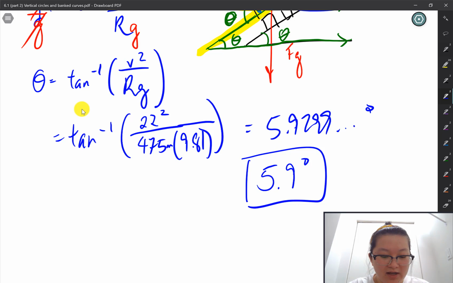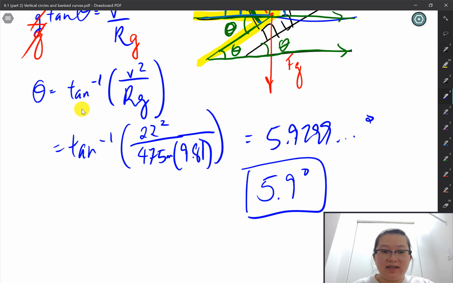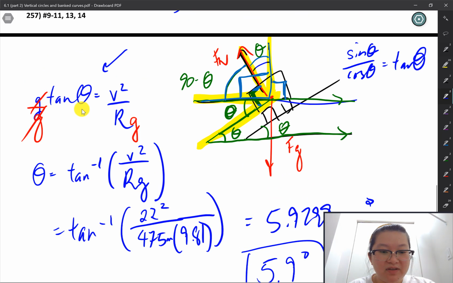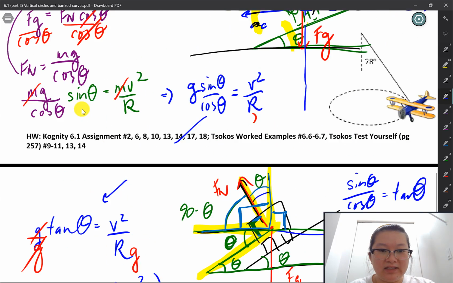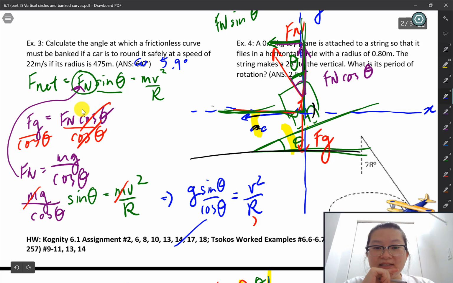Let me just double check my calculations. Okay, I get 5.9, so not exactly 6. So maybe some rounding happened when I did the key. But anyways, we should get 5.9, not 6. Okay, 5.9 degrees. So that was example 3 for banked curve.